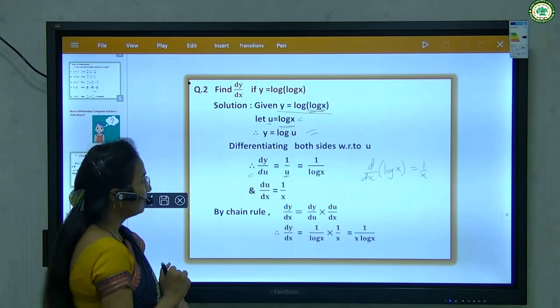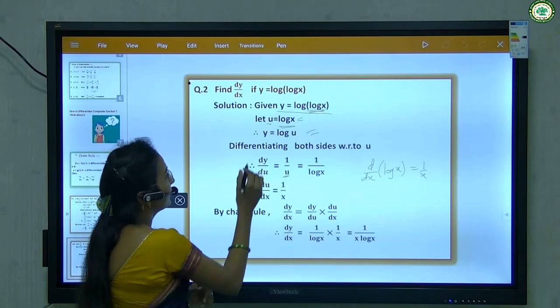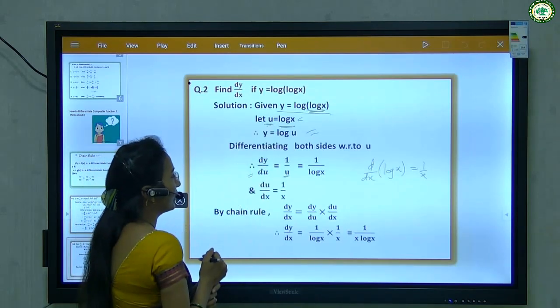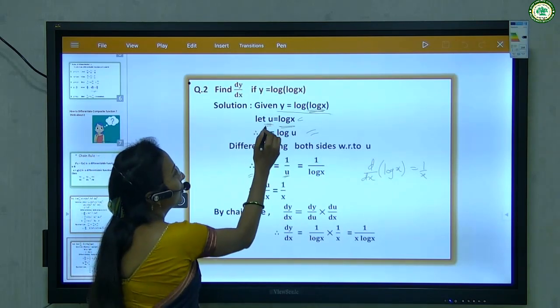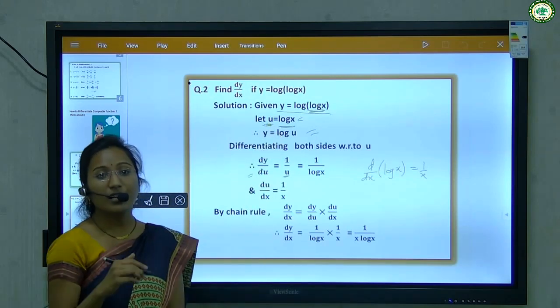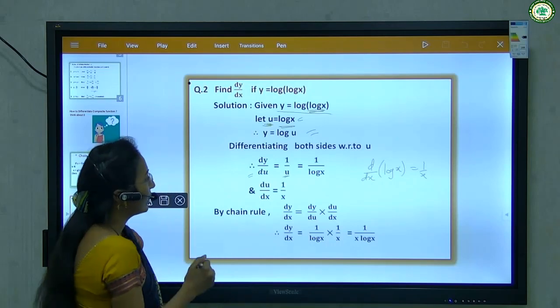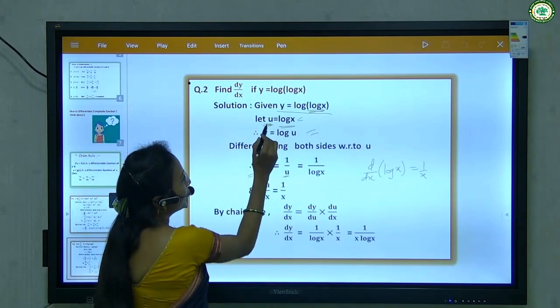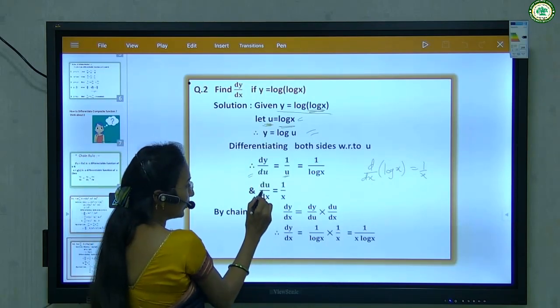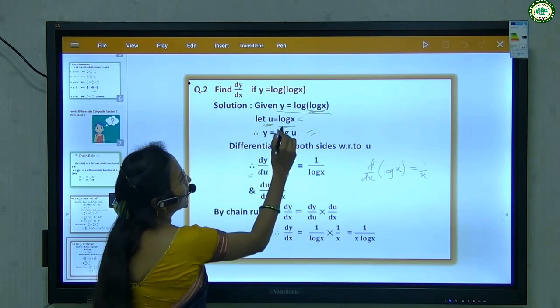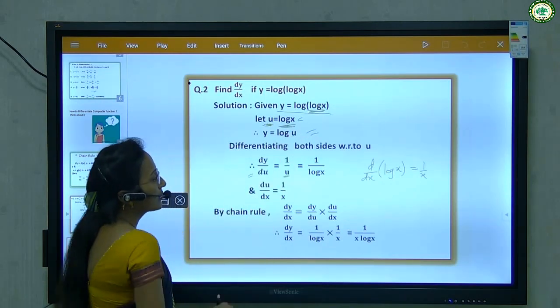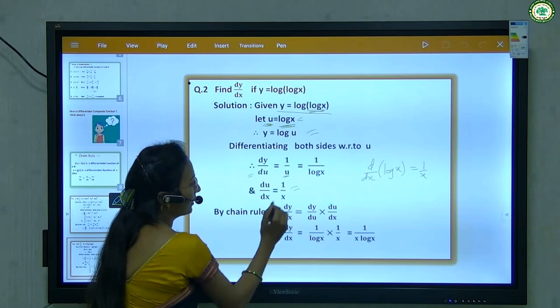And now our u is equal to log of x. Now we see that u is equal to log x, which is also a differentiable function of x. Therefore, I will differentiate u with respect to x. Differentiating u with respect to x becomes du by dx is equal to the derivative of log x with respect to x, which becomes 1 upon x.